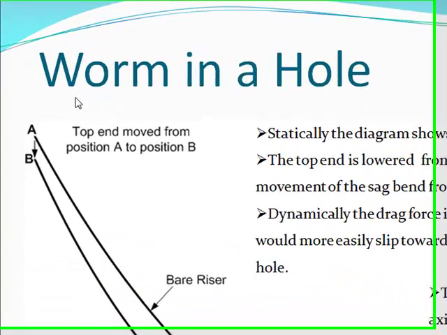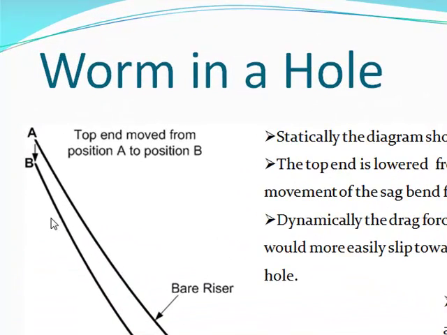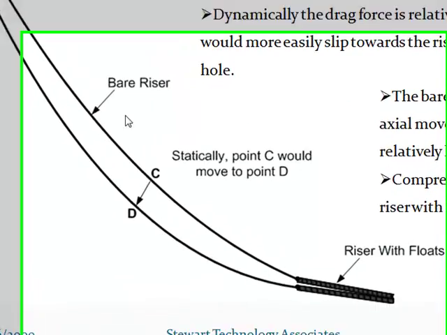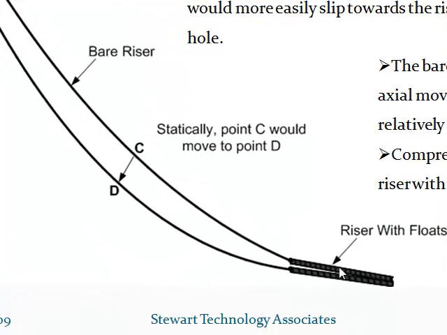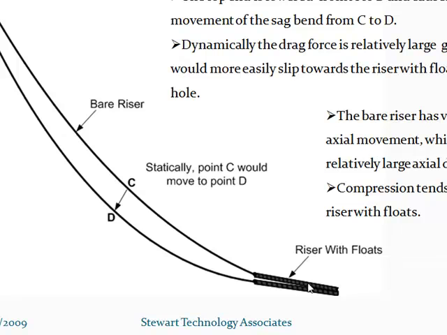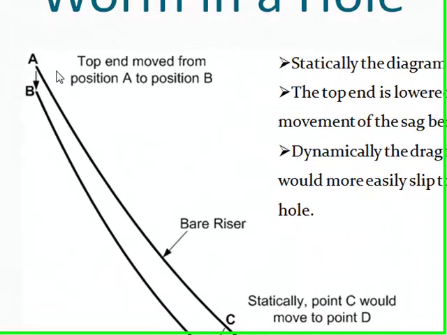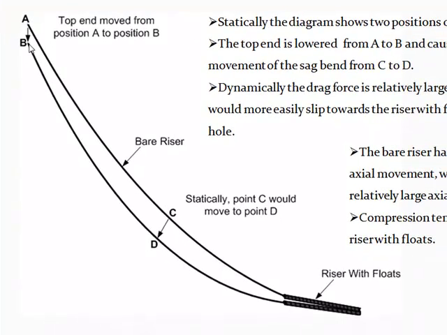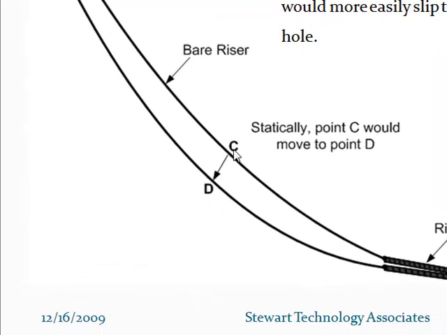Worm in a hole. This diagram shows a riser that goes from point A, bare riser section, down to a section with floats. It's a long riser and extends beyond this picture. If the top end is moved downwards from point A to point B, the floats will move a little in this case, but point C will move a relatively long distance statically towards point D.